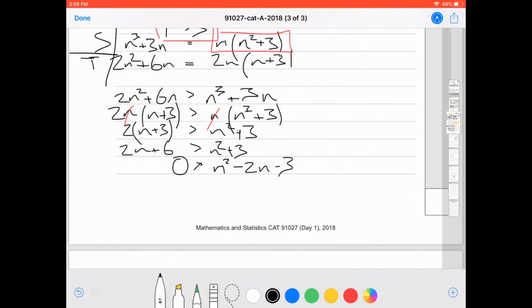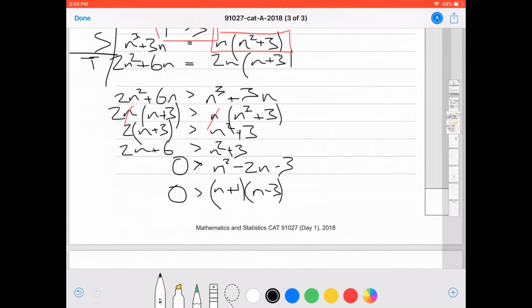Now this is a pretty straightforward quadratic. Two numbers that multiply to negative 3 and add to negative 2 will be positive 1 and minus 3. So n plus 1 and n minus 3 is less than or equal to 0. Now this equation is a little bit different in the sense that we're working with an inequality, so we're working with less than instead of equals.